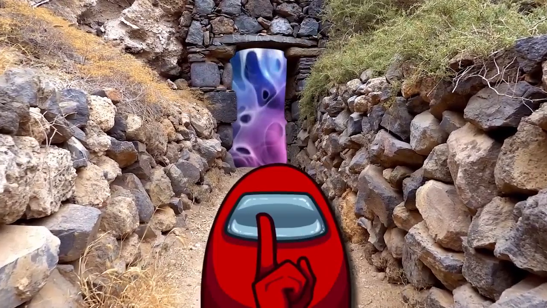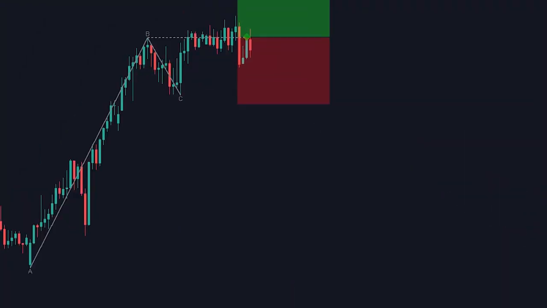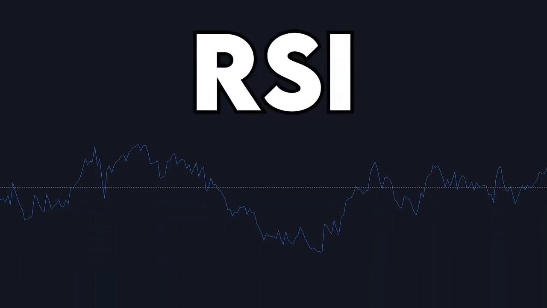Okay, now it's time to go over the secret trick to make this strategy perform even better. So when using this strategy, you're obviously going to run into some formations where the pattern is made, but it ended up not going in your favor, making it a losing trade. To help fix this issue, we need to decipher what's a good formation and what's a bad formation. To do that, we are going to add the RSI indicator to help confirm these signals.